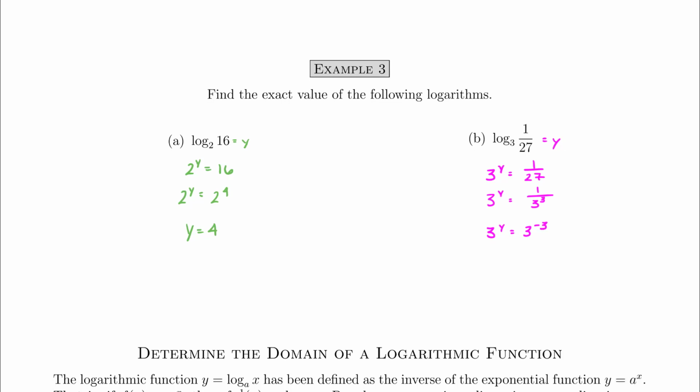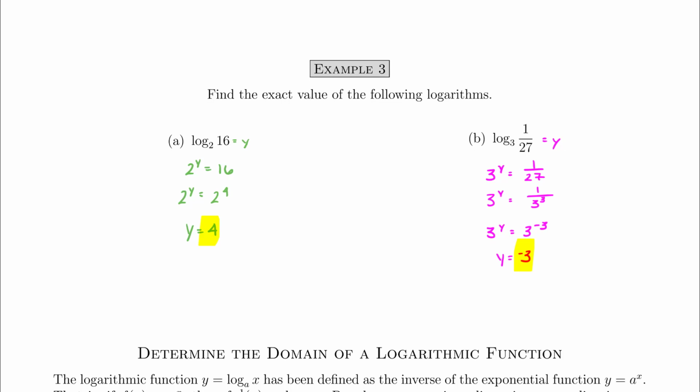We were taking the properties of exponents, and here we're applying those properties again to rewrite this in this manner, and then we can just equate exponents, and we get y is equal to negative 3. So that would be the exact value for each one of these logarithmic expressions.